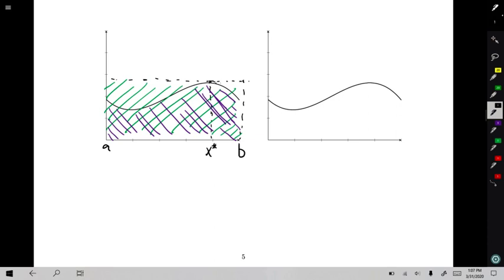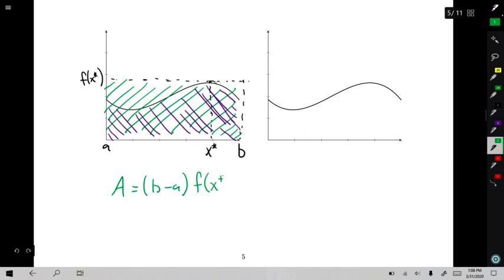So here, if I want to think about what the height of my rectangle is, I know the height is the y value here, and the y value above the point x star is going to be f of x star. Cool. So now we have a formula for my area: A equals, again, the base is going to be b minus a, and the height is going to be f of x star.